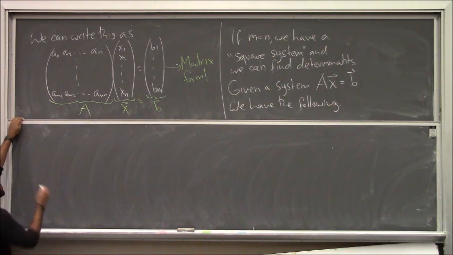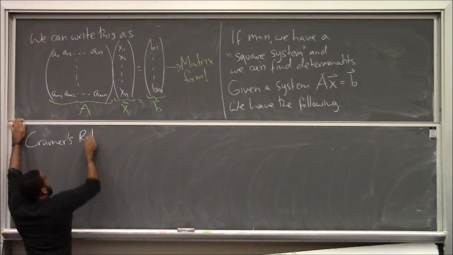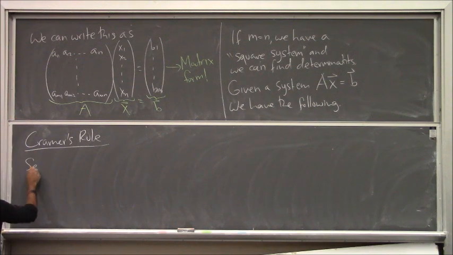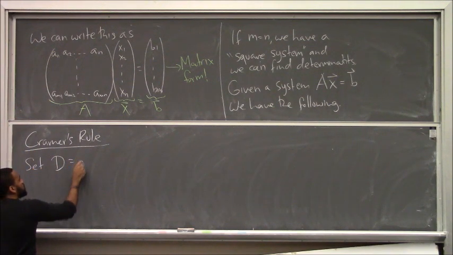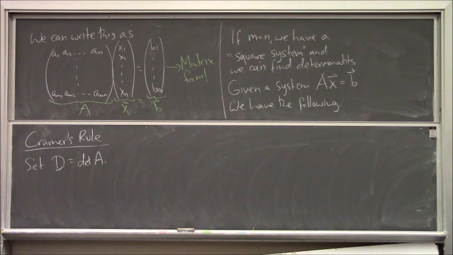We have the following. We have Cramer's rule. Set D equals the determinant of A. I assume everyone knows the 2 by 2 determinant. The 3 by 3 determinant is kind of like what you did with a cross product, and you can go bigger, which I don't think I'll ever ask you to do, but it's just a way to compute a number associated with the matrix. Set D equal to the determinant of A.